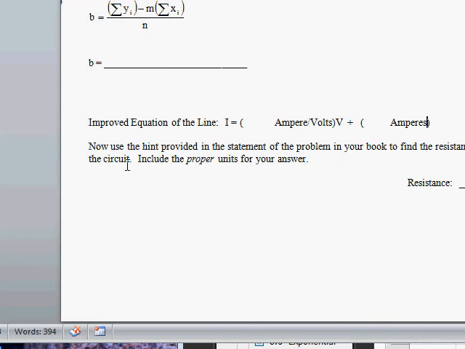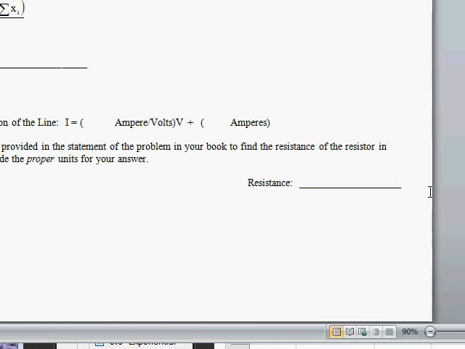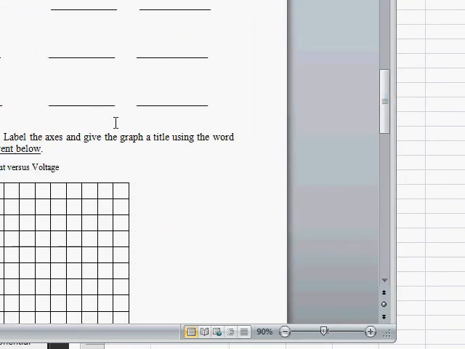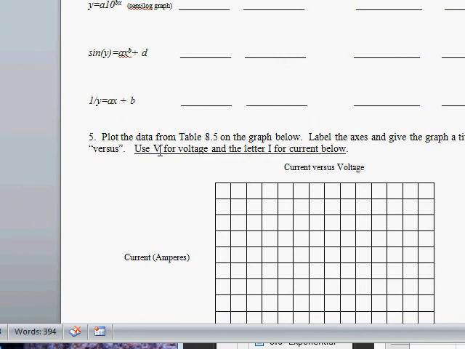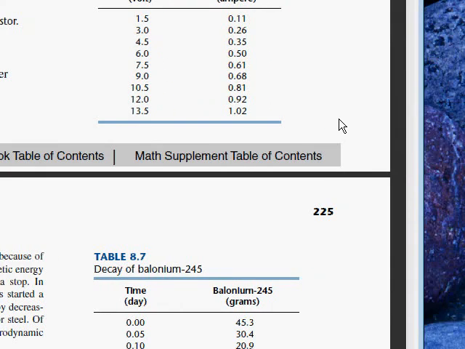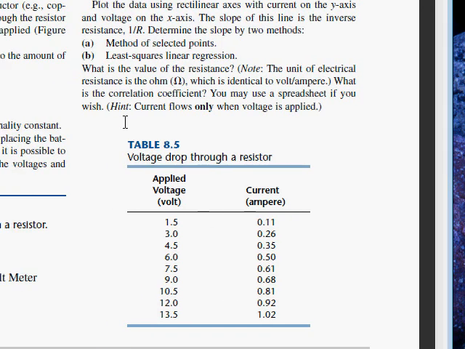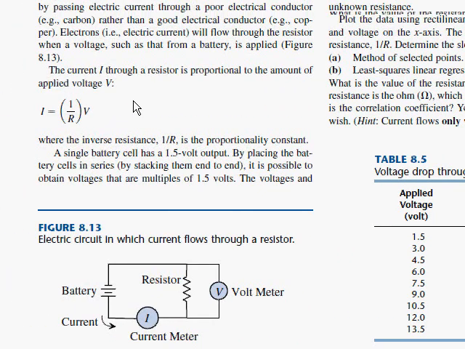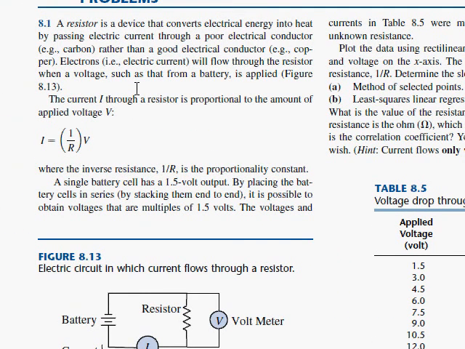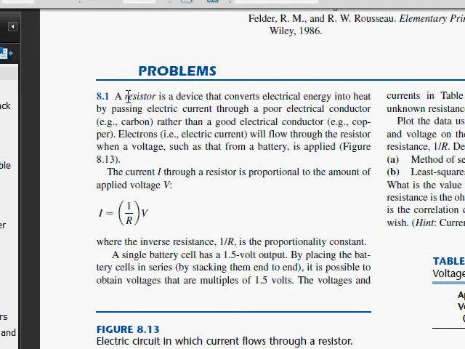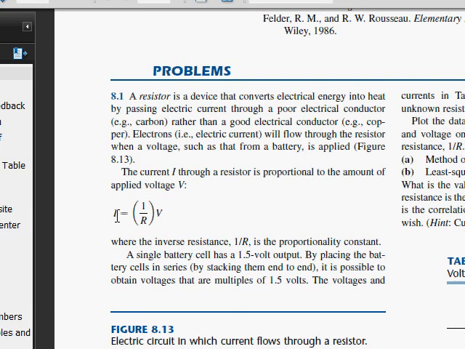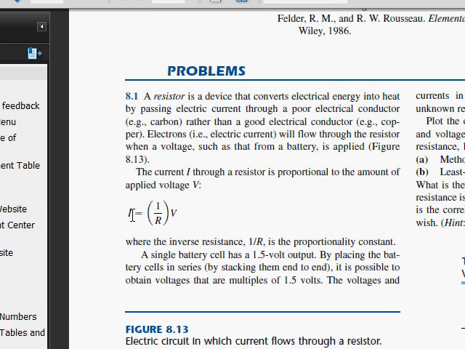Now on this last one it says use the hint provided in the problem. Now what am I talking about there? I'm asking you to go look at the problem in the textbook. Let's see if I can help you out with that. Well, once you find table 8.5, this is problem number 1 in the back of the chapter. Okay, so what you find out is that if you plot I versus V, that the slope of that line is 1 over the resistance. So that's the hint in the problem.